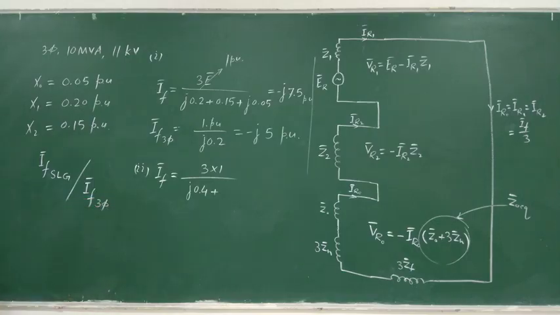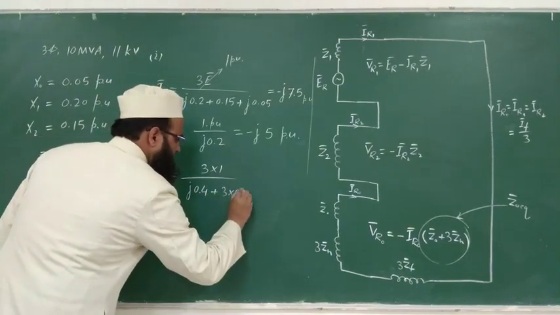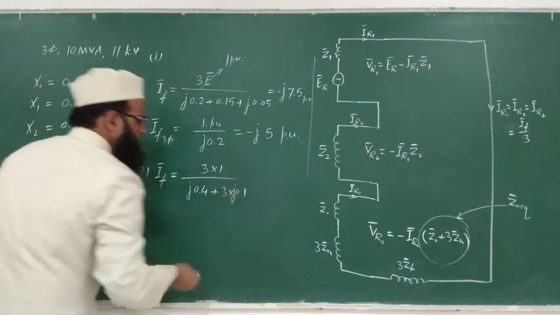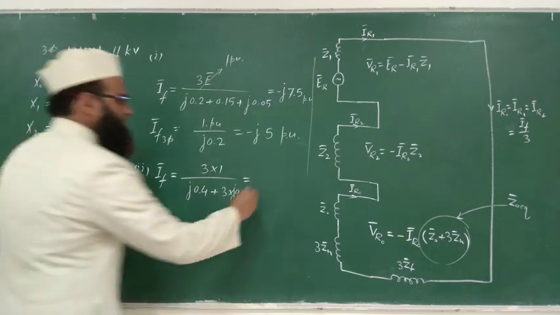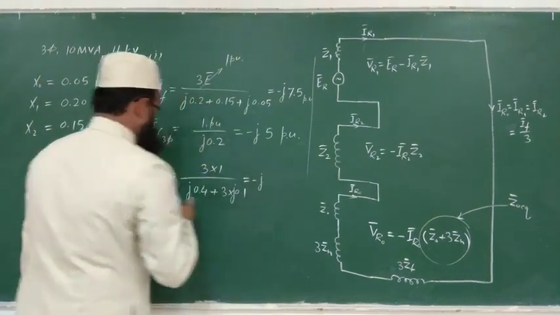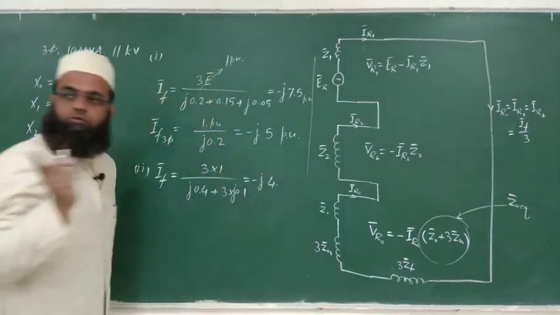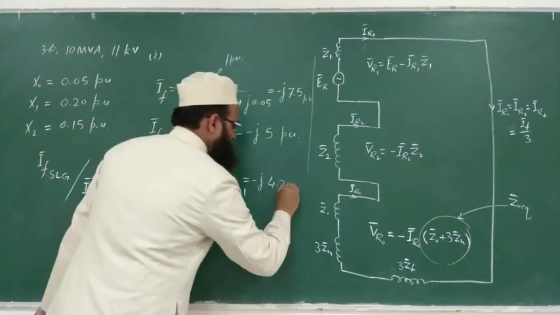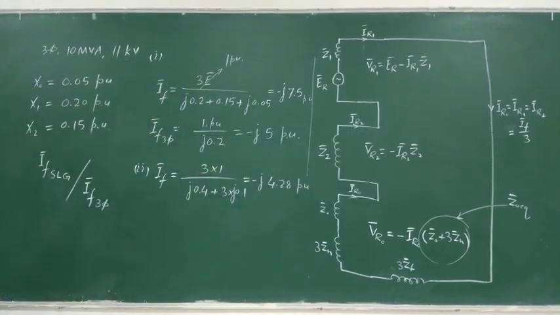And what is the Zn value? 0.1. So 3 into j0.1. So tell me the value quickly. Minus j 4.28 per unit. Okay. So our aim is to calculate the ratio of these two in these two cases.